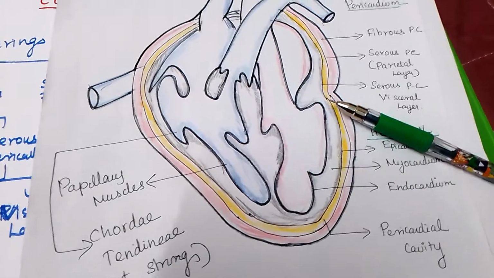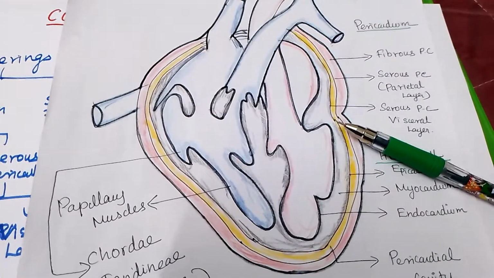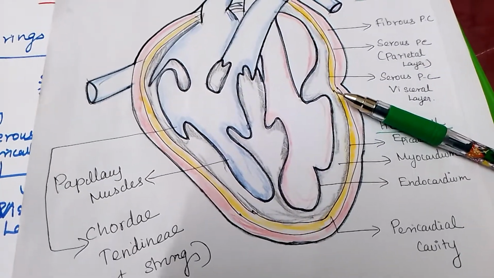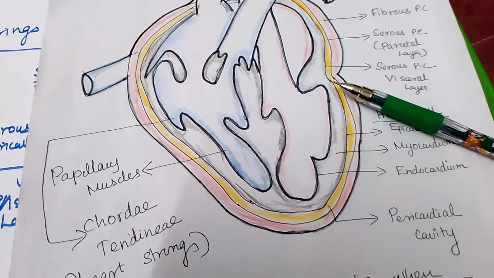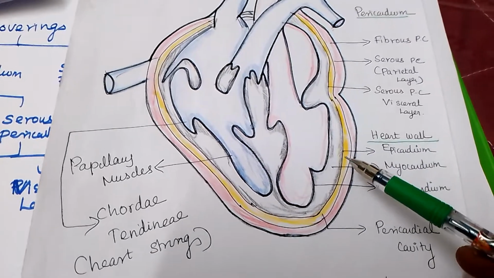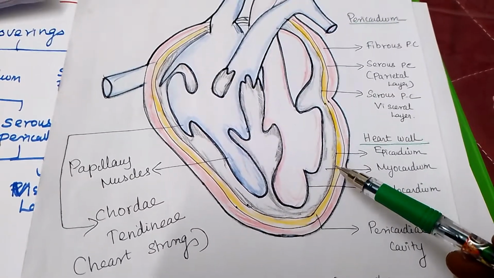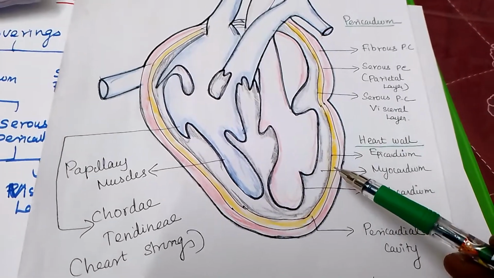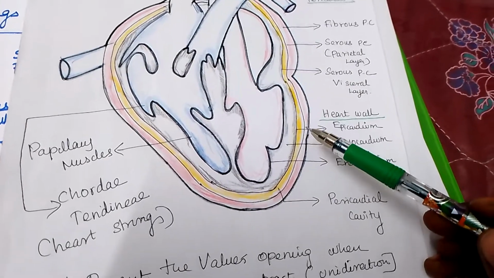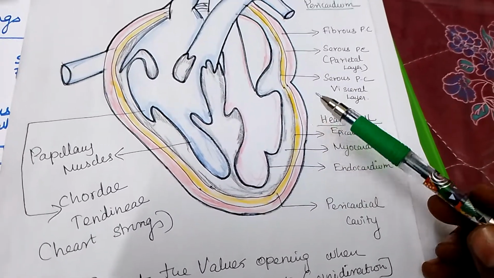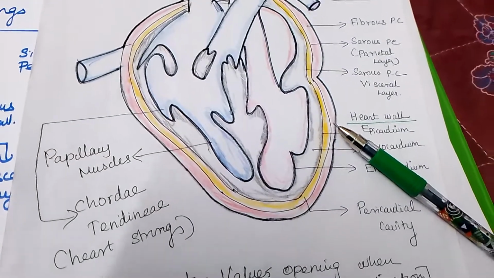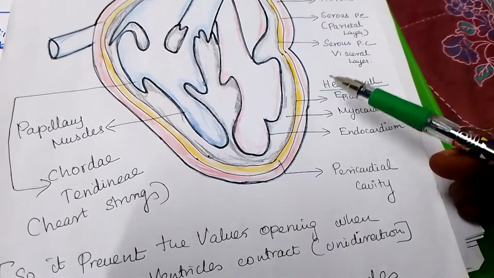So what is the function of this pericardial fluid? It prevents friction. Any infection or inflammation of the pericardium is called pericarditis. What is that? Inflammation of the pericardium, caused by bacteria, virus or anything, is called pericarditis. Sometimes there is an excessive collection of fluid, which is called pericardial effusion.